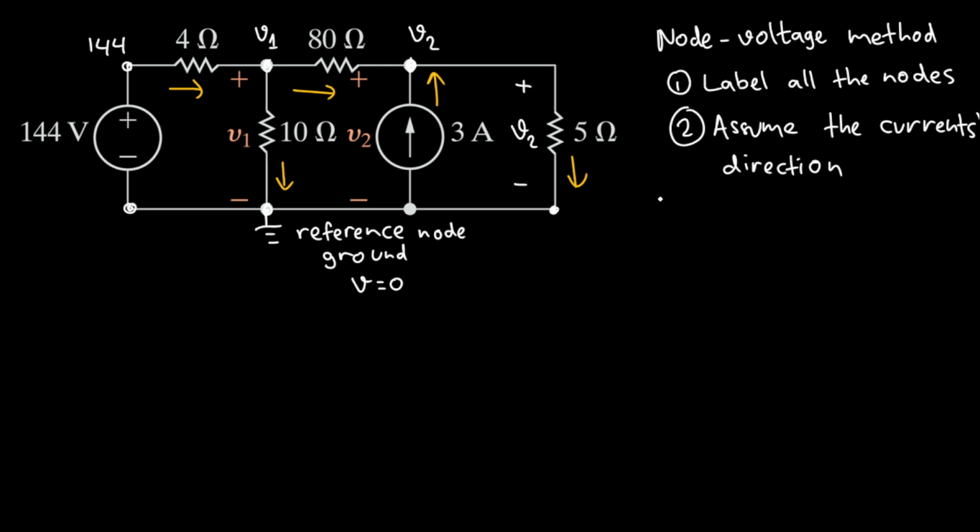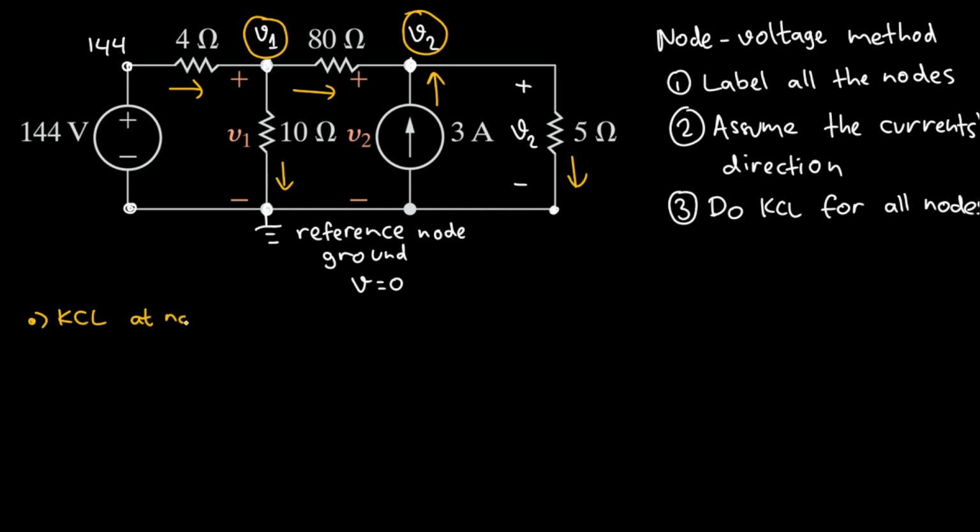And then this one will be the most crucial thing, which is do KCL for all nodes, right? Which is we need to do KCL at this node here, V1, and also we have to do KCL at this node, V2. Let's exactly do that. So let's do KCL at node V1. Okay, what does KCL say? KCL said that the sum of the current that goes in will equal to the sum of the current that goes out.